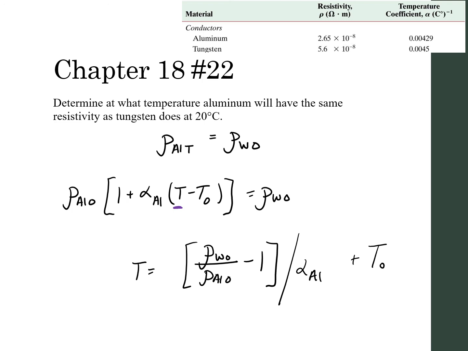When we're looking at our resistivity table, table 18.1, this resistivity column is in reference to 20 degrees Celsius. So I'm going to be able to use these values to plug into my equation. I can use the temperature coefficient of aluminum, plug that in. The reference temperature we're using is 20 degrees Celsius, so I can plug that in here as well. Let's go ahead and do that on the next slide.